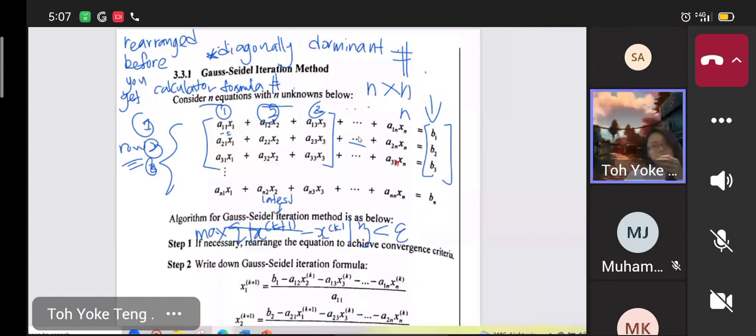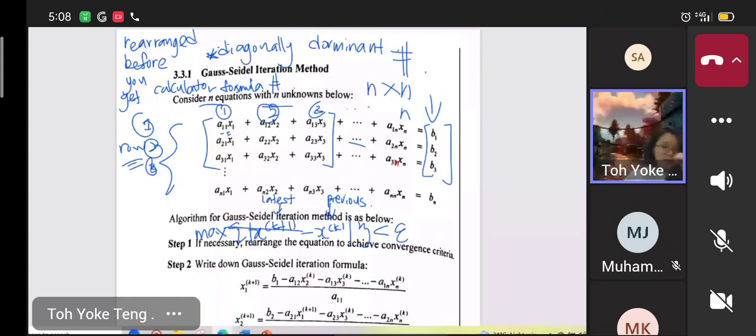So later I will share with you how to get the things here. And then, okay, for the first one, once you rearrange it in diagonally dominant form already, no worry, later I will discuss with you why it is diagonally dominant. The first thing is let me show you how the calculation is going on here.